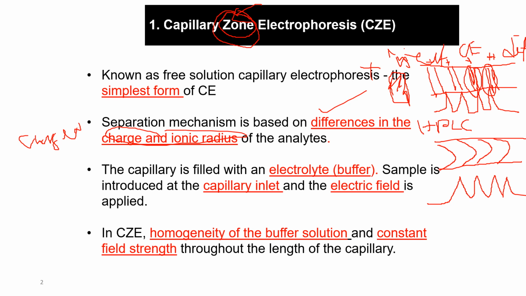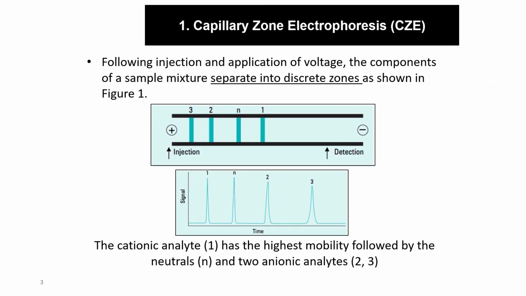How to do this? We fill the capillary with the buffer and introduce the sample by injecting it here, and then just apply the electric field. That's all. So this is how the zones look. First, if let's say this is negative, first is going to be positive.